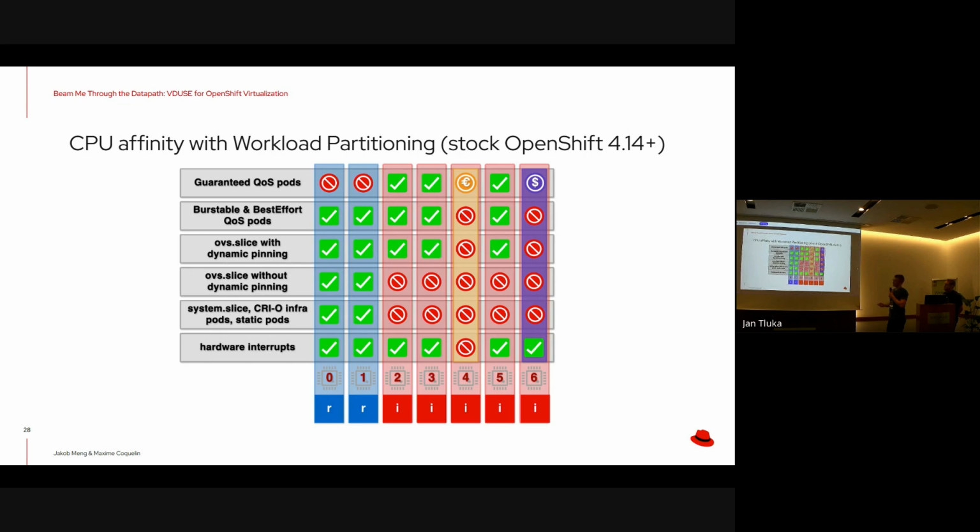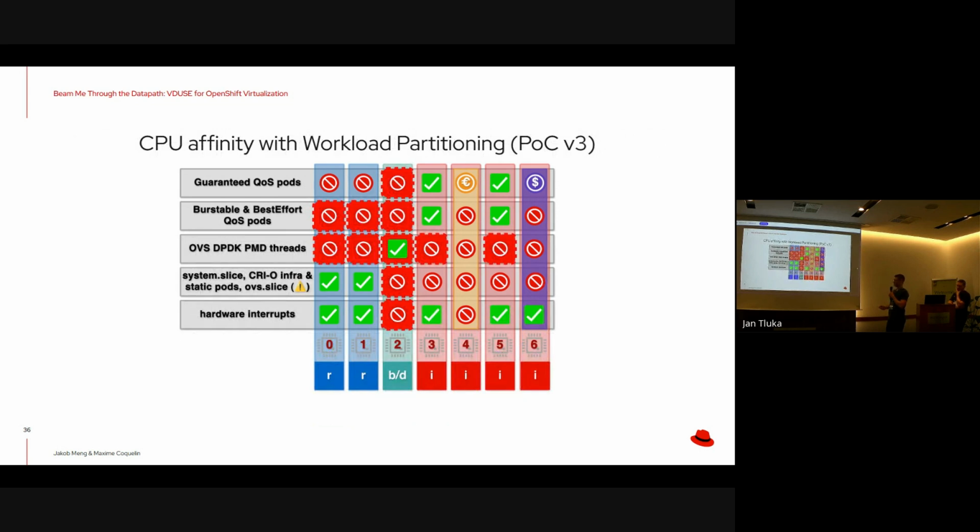If you have the system services, they are only allowed to be scheduled on reserved cores. But this boundary here is not strict. For example, burstable and best effort QoS pods are allowed to run, well, mostly everywhere. And we wanted to change that. We wanted to carve out a third partition that's used exclusively for the network. We want to make it like that.